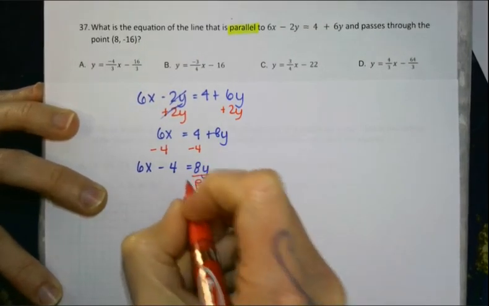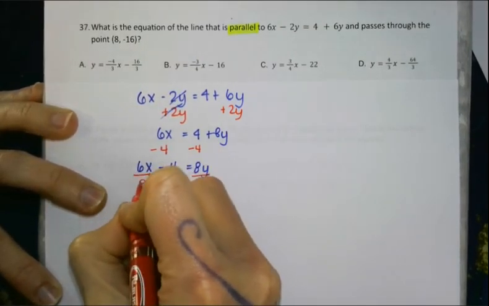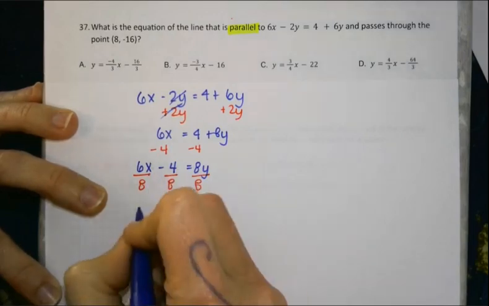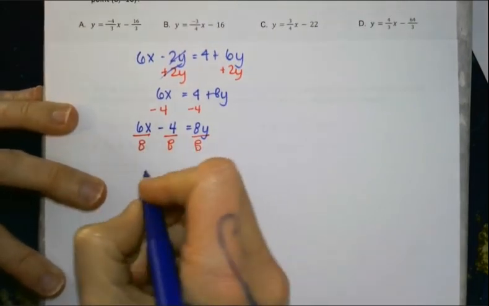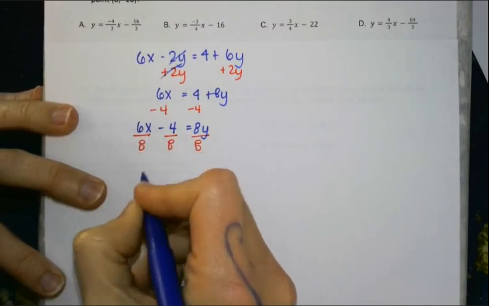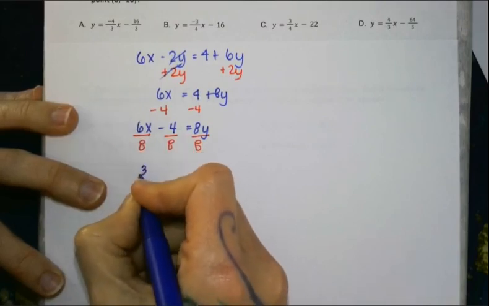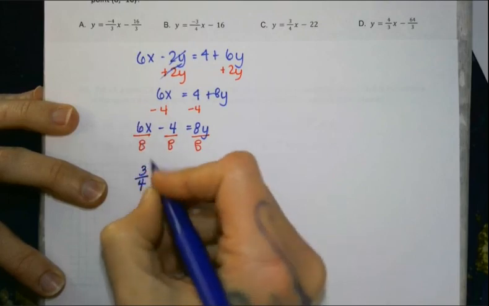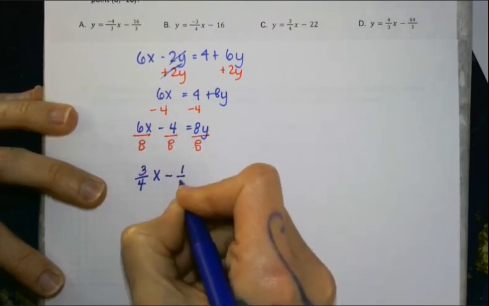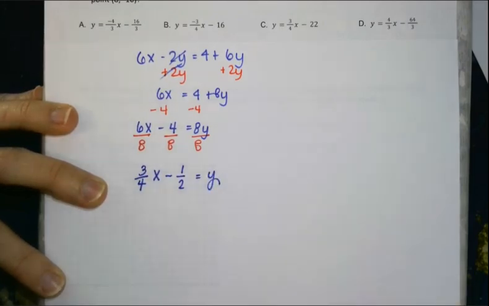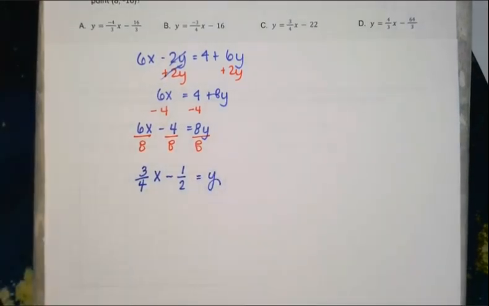Divide by 8 because that's the inverse of that multiplication. And so we're going to reduce, always reduce because we're in high school math at this point. 6 over 8 will reduce to 3 over 4 because they're both divisible by 2. x, 4 divided by 8 is going to be 1/2 equals y. So our slope is 3 over 4.